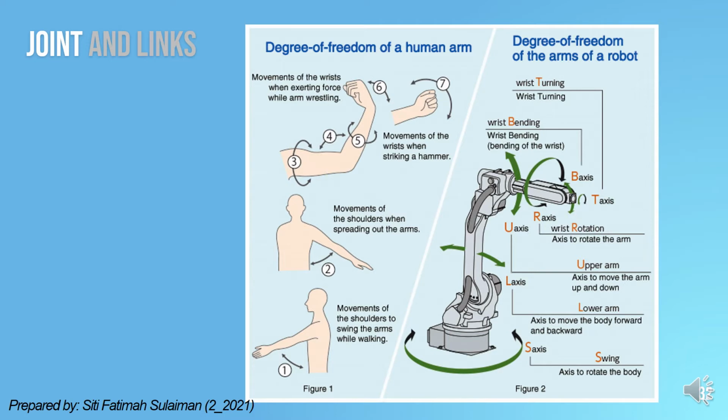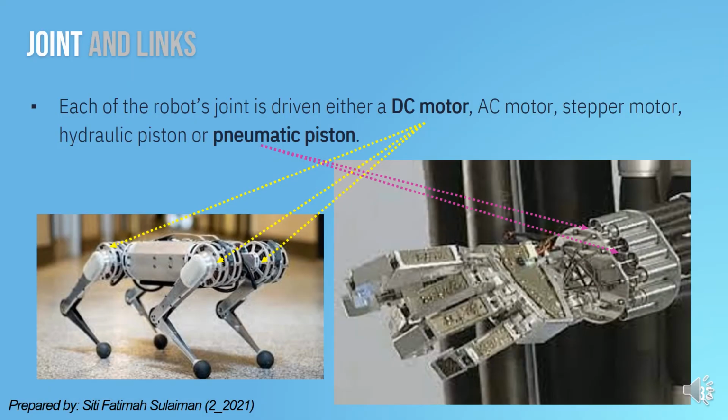This slide illustrates the DOF for human arm and DOF for a robot arm. Okay, so what causes the robot joint to move?